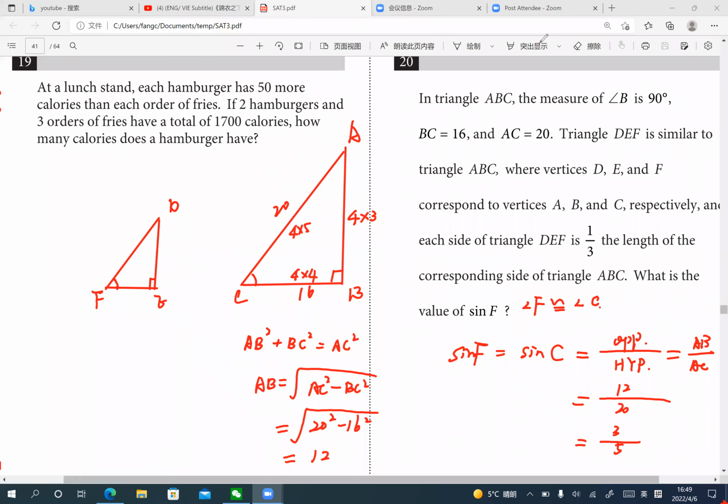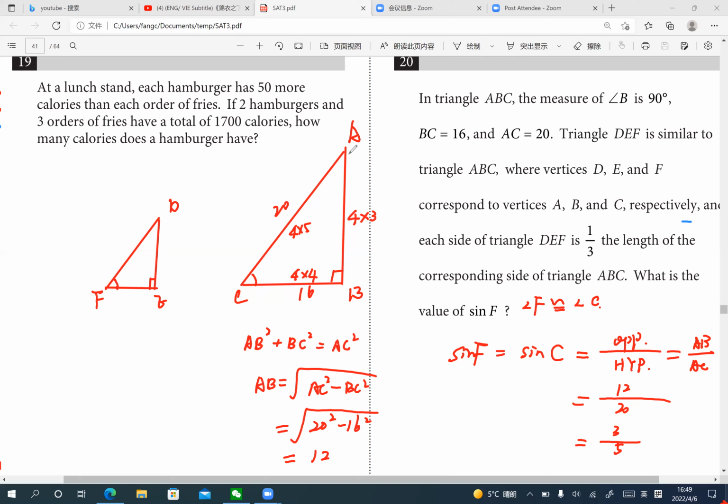Question 20. In triangle ABC, the measure of angle B is 90 degrees. BC is 16 and AC is 20. Triangle DEF is similar to triangle ABC, where vertices D, E, F correspond to vertices A, B, C respectively. So I sketched two right triangles. One is ABC, another one is DEF.